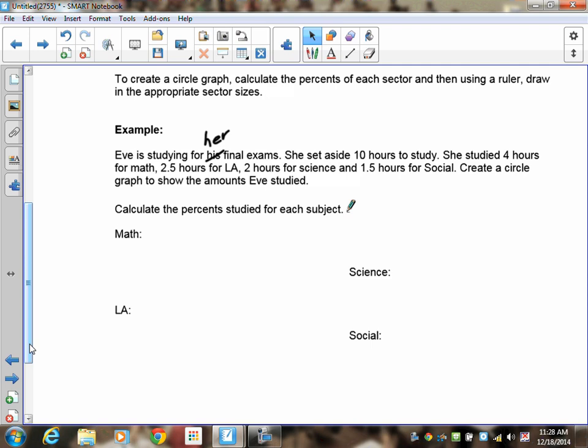She set aside 10 hours to study. So we got 10 hours total. She studied 4 hours for math, 2.5 hours for LA, 2 hours for science, and 1.5 hours for social. Create a circle graph to show how much she studied. So we're going to start with math.